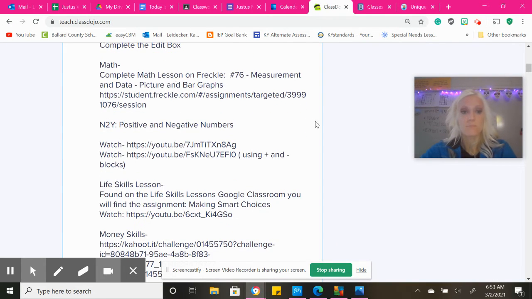Now math. You have 2 different things to do on math. You will get onto Freckle and you will complete the assignment 76, measurement and data. This is picture and bar graphs, kind of like a review. So it's a little quiz that you got on Freckle, so you will just have to complete that. Or you can just go directly to this link. Just make sure you are logged in under yourself.